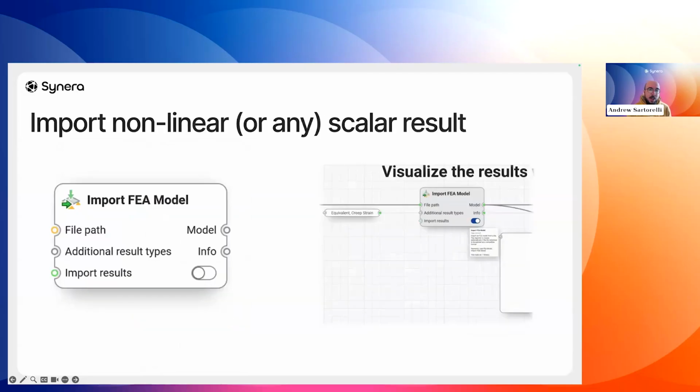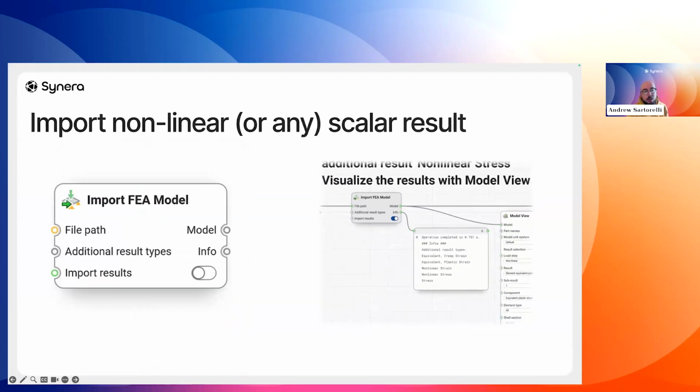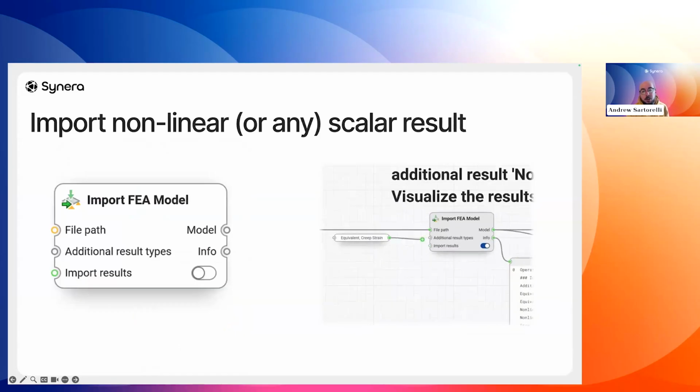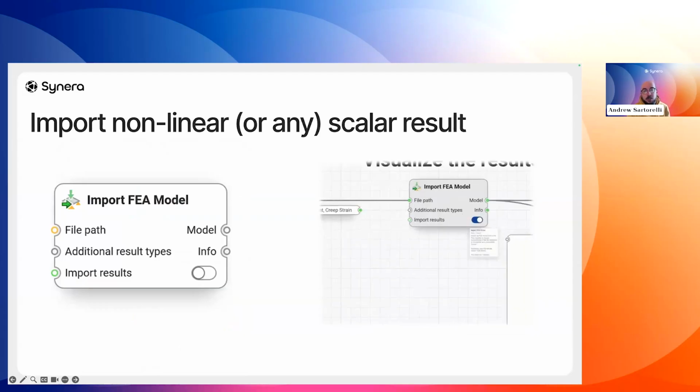So once we've added nonlinear materials, of course, we need nonlinear results as well. And so we've updated our import FEA model node to have a few new capabilities. We're going to allow you to actually see what different types of results are coming through when you import that model. So today, we're not going to import every single result type. We're going to give you the option to import additional results as you need.